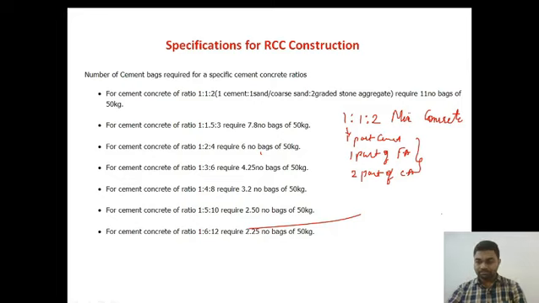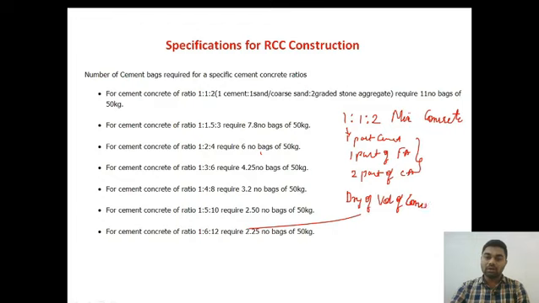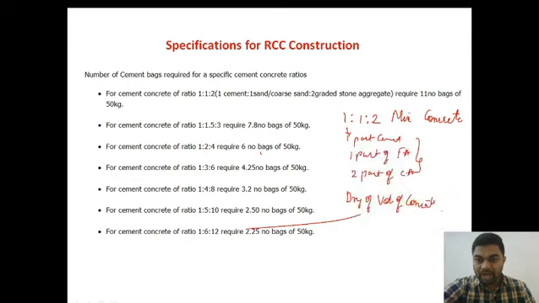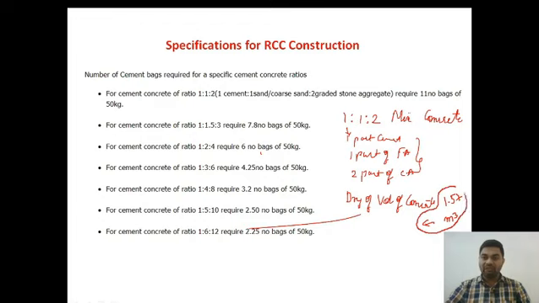We know that the dry volume of concrete is around 1.57. To prepare 1 cubic meter of concrete, we need around 1.57 cubic meters of total dry material.